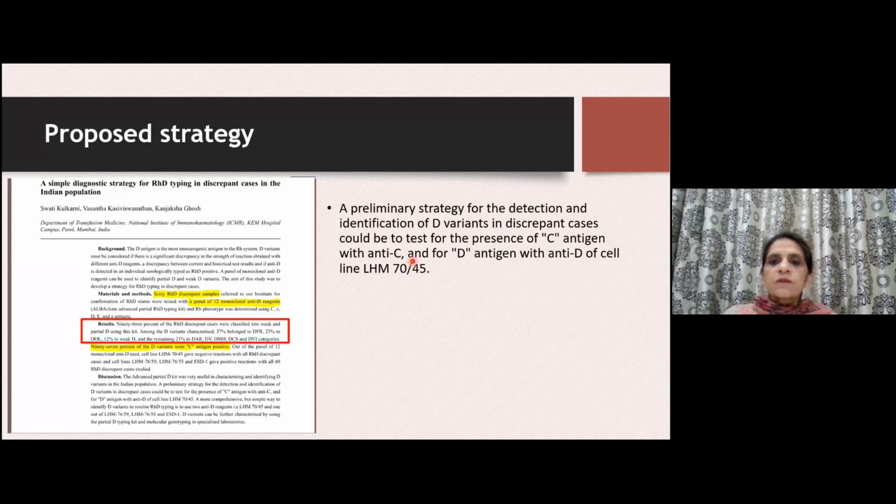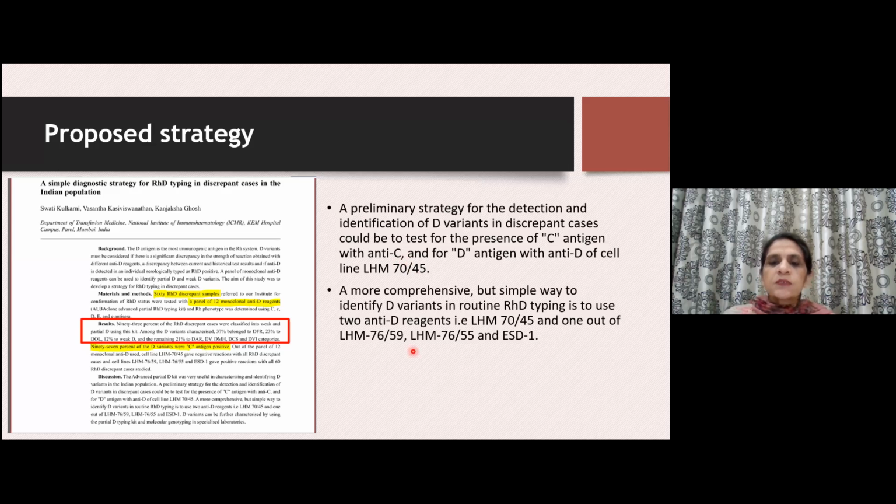And the second clone that was used was amongst these 3 clones, LHM 76 by 59, 76 by 55, and ESD1. And these 3 clones gave a positive reaction with all the RHD variants that they had studied or characterized in their study population. So what they proposed was that we should use 2 anti-D reagents in discrepant samples, one which types all these variants as negative, and the second one which types all the variants as positive.